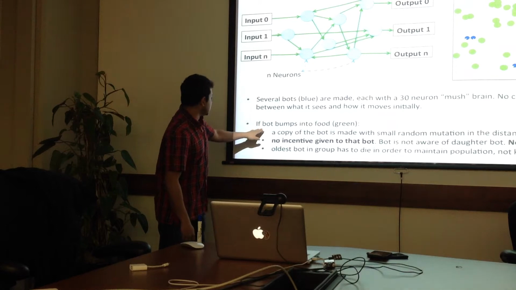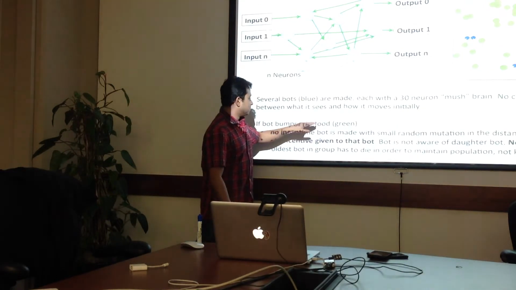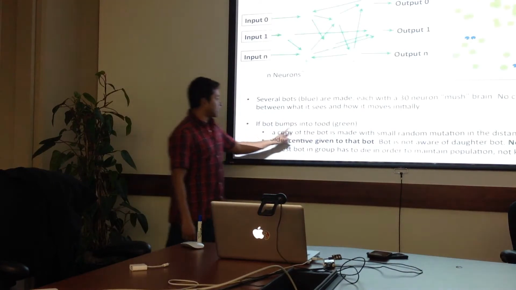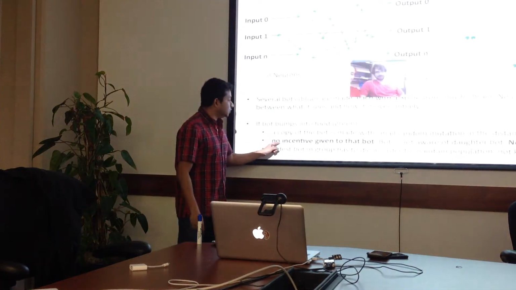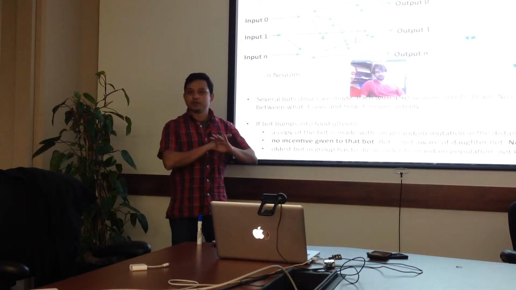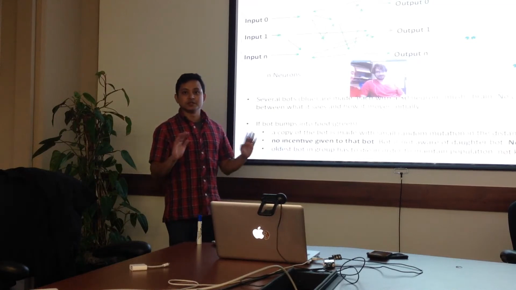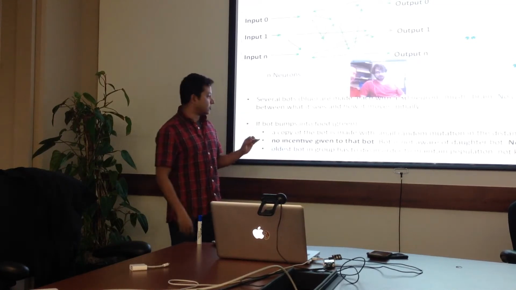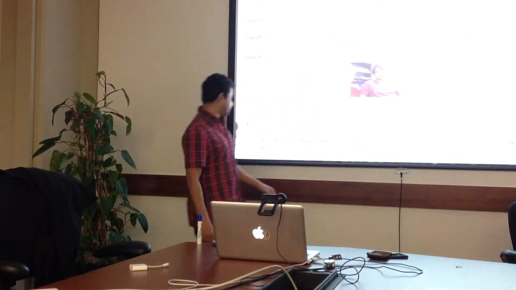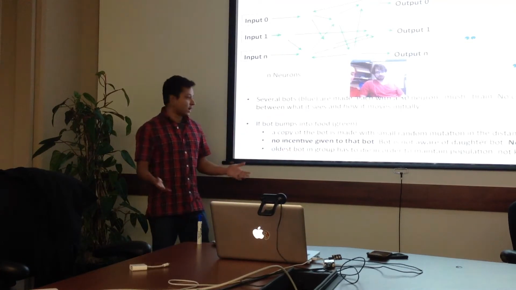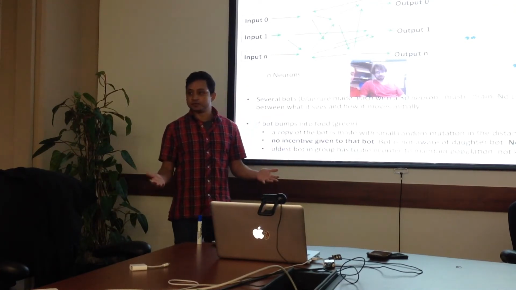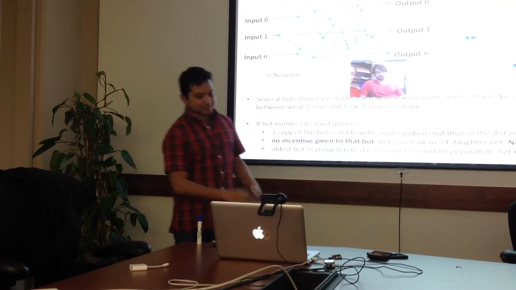Now, what I do is, this is the rule. If the bot bumps into a food by accident, a copy of the bot is made with small random mutations in the distance parameters. This means the structure of the brain is slightly mutated when it goes to the next generation. No incentive is given to the bot. The bot doesn't even know it made a baby. It is not given any reward. It is not being trained in that sense. Once it makes a new baby bot, the oldest bot in the group has to die in order to maintain population and not kill my CPU. All right, so those are the rules.